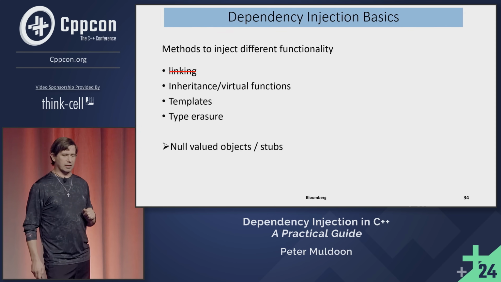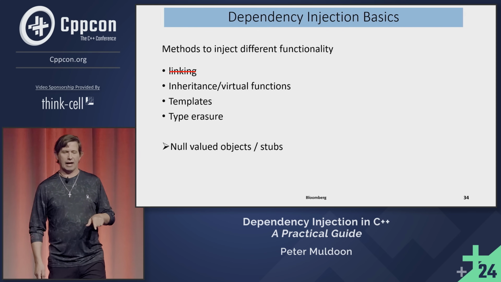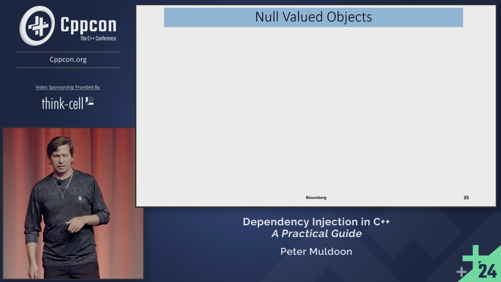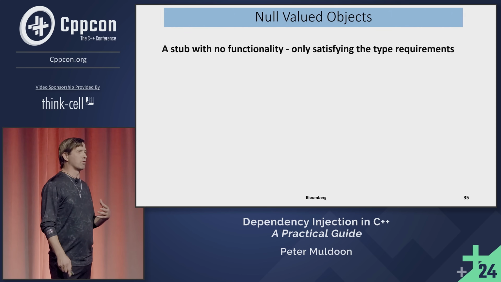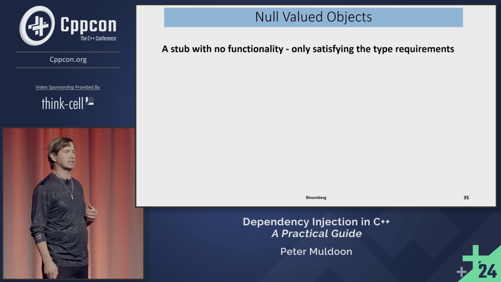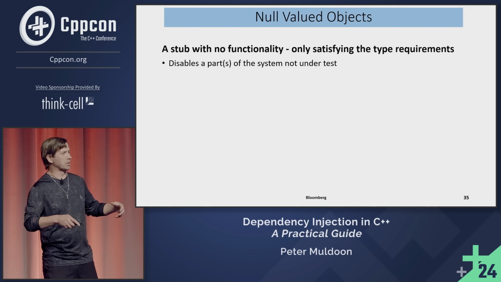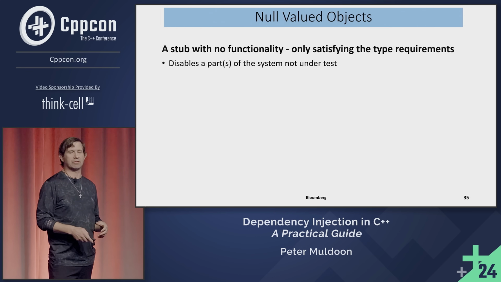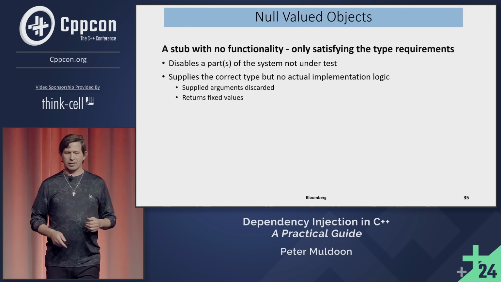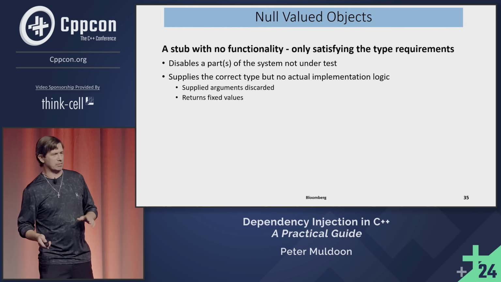So I just want to take a minute to talk about null value objects. And what's a null valued object? It's a stub which has no functionality. It only satisfies the type requirements on the function call. What it's used for is to disable parts of a system you're not interested in testing right now. So it supplies the correct type, but discards all the arguments and returns a fixed value.